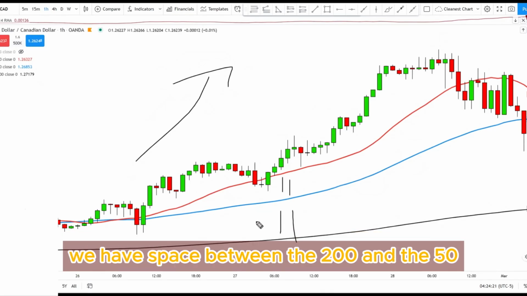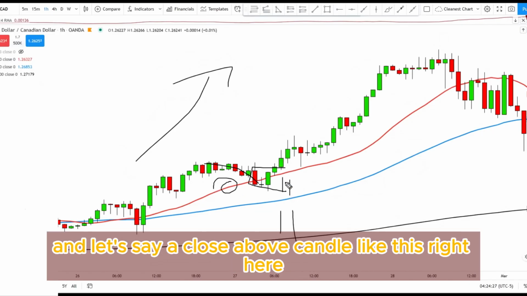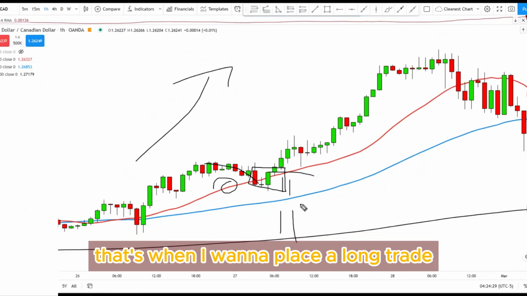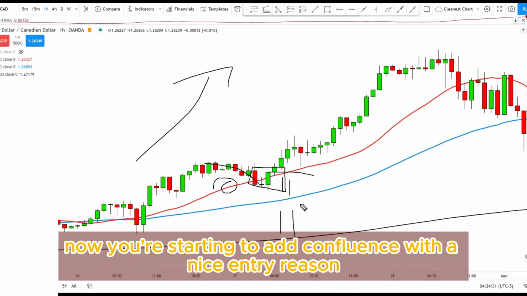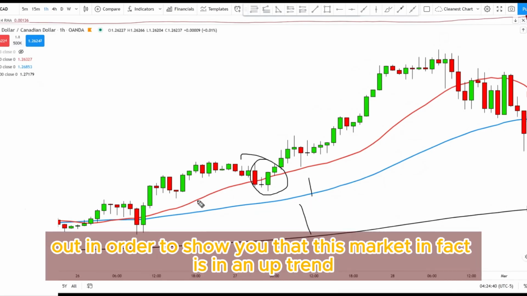We have space between the 200 and the 50. When I get a touch of my 20-period moving average, and let's say a close above candle like this right here, that's when I want to place a long trade. Now you're starting to add confluence with a nice entry reason and with multiple moving averages fanning out in order to show you that this market, in fact, is in an uptrend.